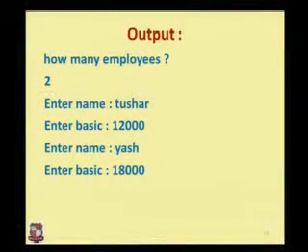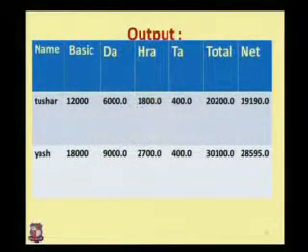So in that program we are including values for Tushar and Yash. Tushar's basic salary is 12,000. Yash's basic salary is 18,000. So what output will we get? We will get a table: name, basic, DA, HRA, TA, total and net. In the name we included Tushar. The basic salary is 12,000. Then 50% DA is included, 12 plus 6, 18, and HRA, then TA.